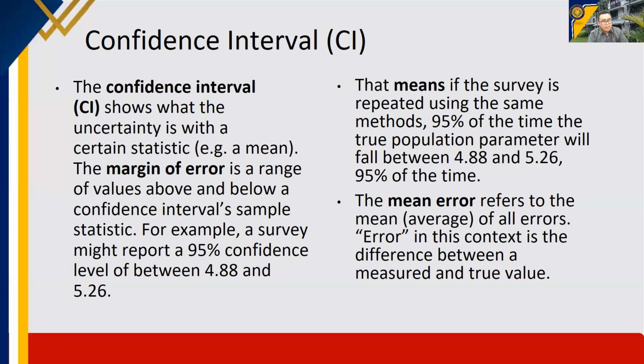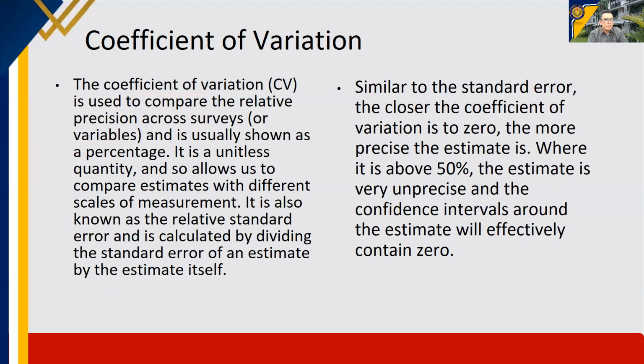So we could expect that on average, 19 out of 20 of the 95% resulting confidence intervals would contain the true population value, and 1 in 20, or 5%, would not. So if we increase the confidence interval to 99%, wider intervals would be obtained. Okay, let's move on to the coefficient of variation.